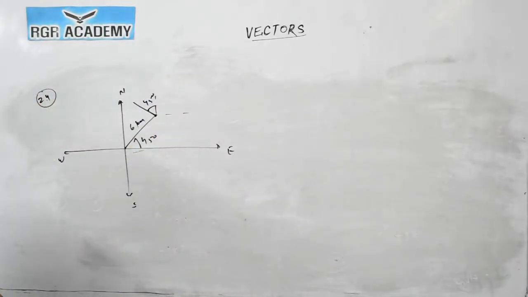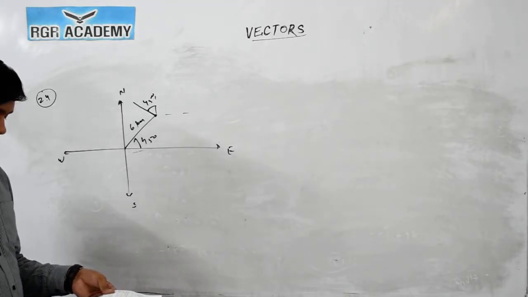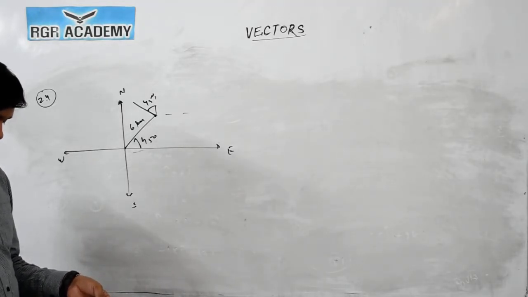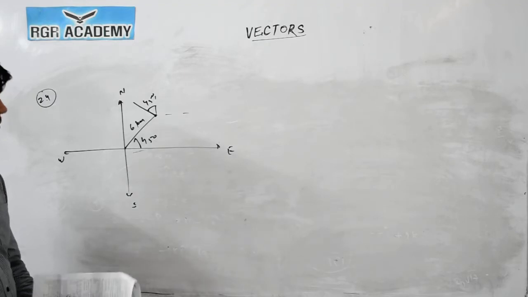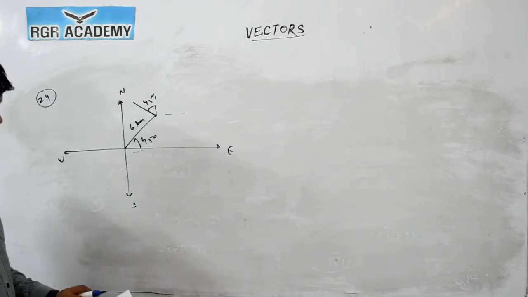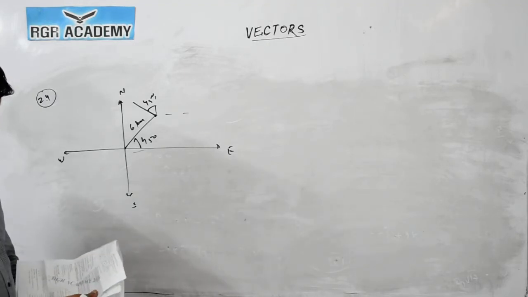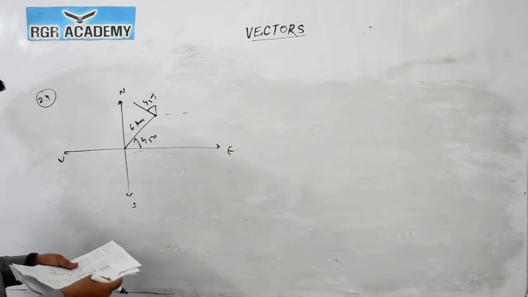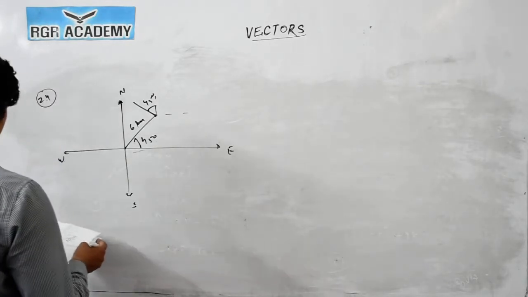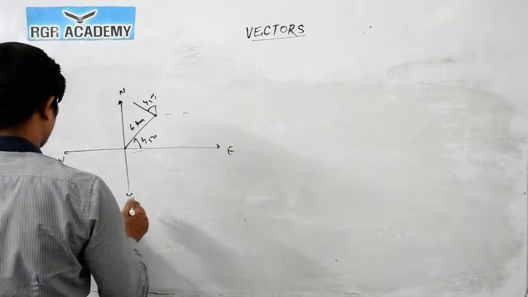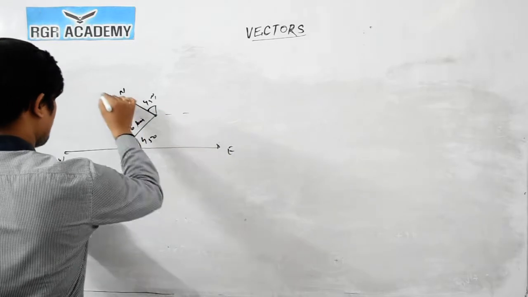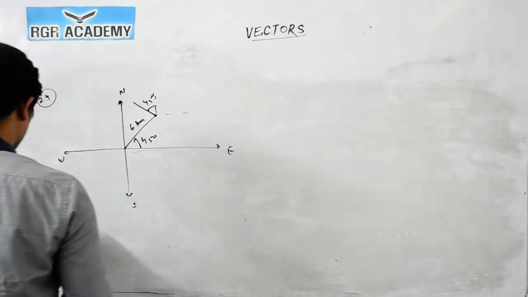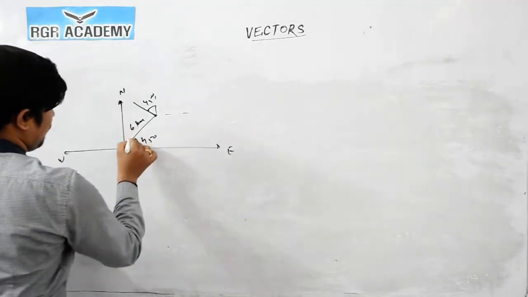Now, how far is the point from the starting point, and at what angle is the straight line joining the initial and the final point? So they are asking where the final point will be. Like this way, this one is 4 kilometer.